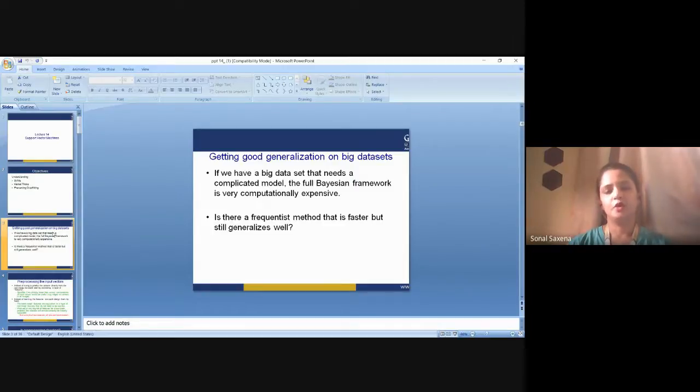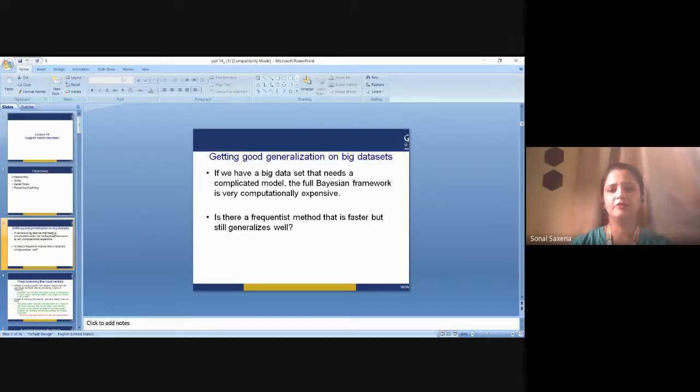Now, first of all, what exactly is the need for SVM? Let us assume that we have big data. By big data, what do we mean? We have voluminous data that needs a complicated model. In such a model, if you want to classify something and you apply a very naive, very basic algorithm like a Bayesian network, that will prove to be very expensive.